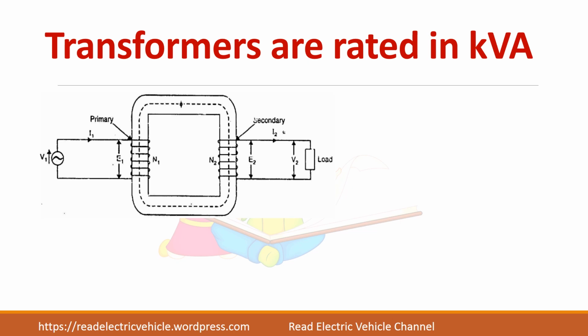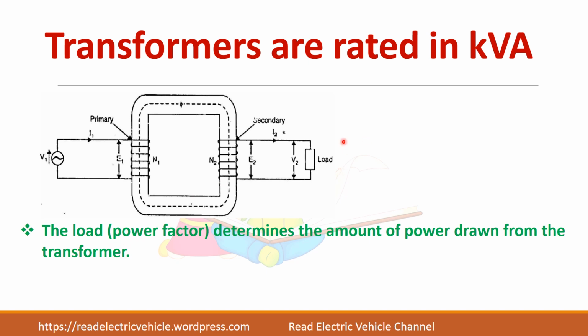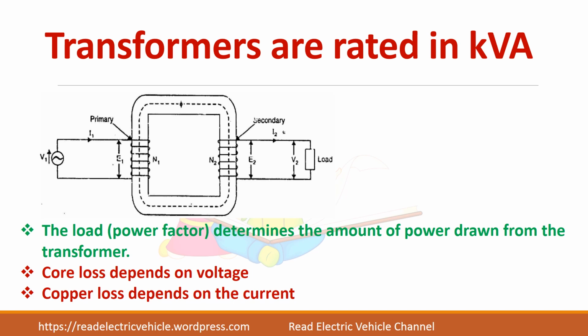There are two things to be noted here. For transformers, we don't know what will be the load power factor. If I connect a resistive load, I can draw the full power from the transformer, but if I connect an RL load or a lagging power factor load, the power drawn will reduce due to the lagging power factor. So the load will determine the amount of power drawn from the transformer. Second thing, the core loss depends upon voltage and copper loss depends upon the current in a transformer. So the losses are independent of the power factor. So normally transformers are rated in kVA.